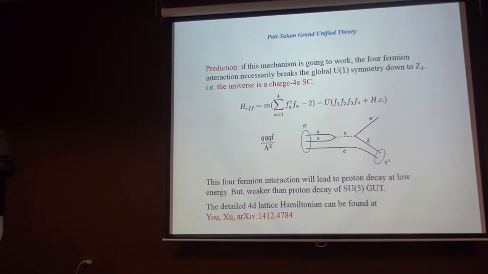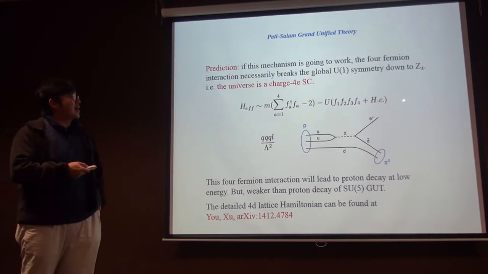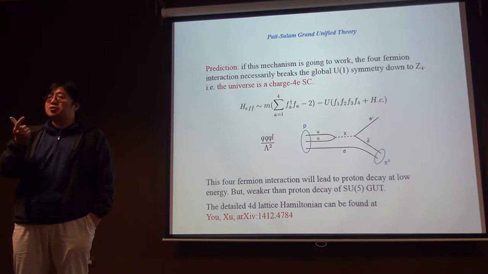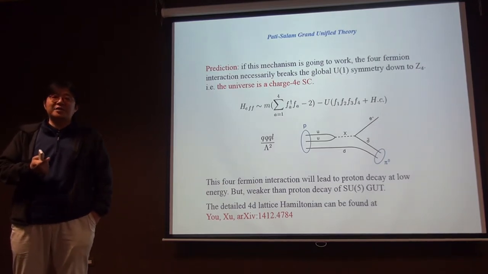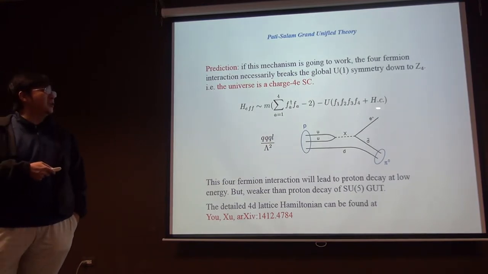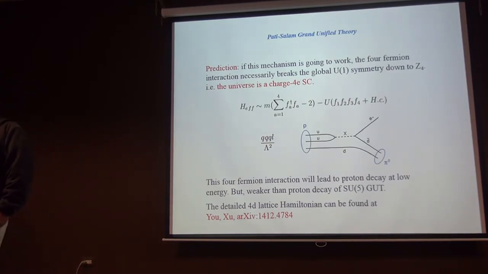Okay, so this interaction term breaks the chiral U1 symmetry that Zheng Chen was worried about. As I emphasized again and again, to make the whole thing work, that chiral U1 symmetry must be broken. Otherwise, I cannot get a chiral fermion at all. So this term is a four fermion creation annihilation term, and it breaks that chiral U1 symmetry.